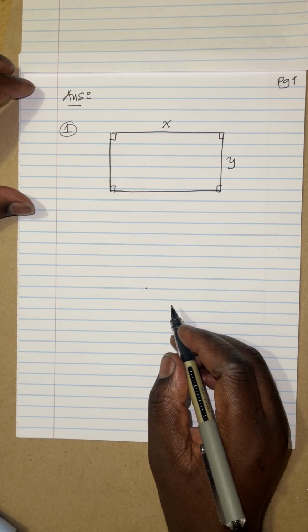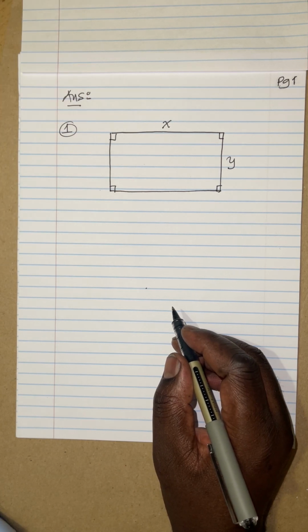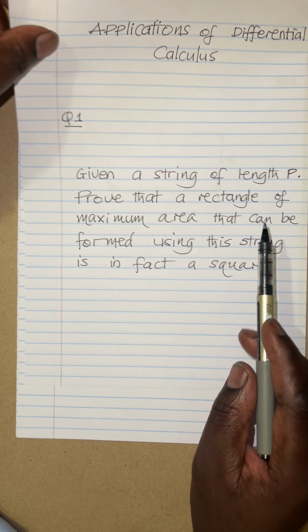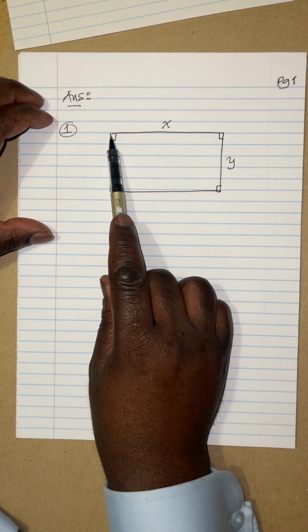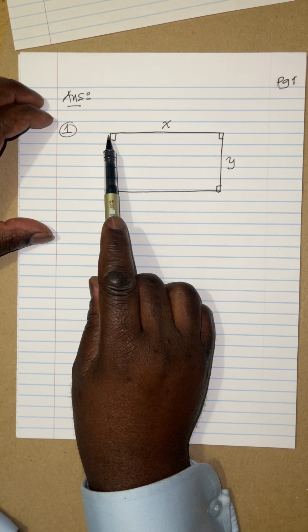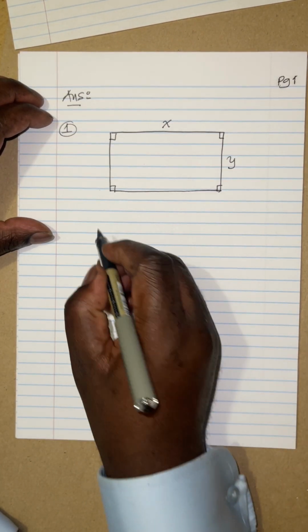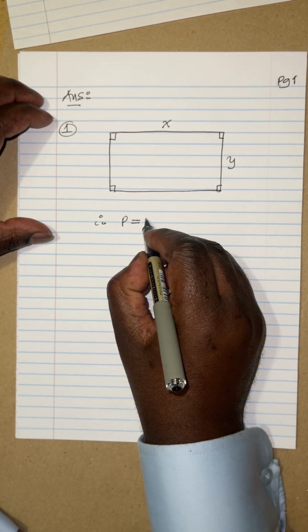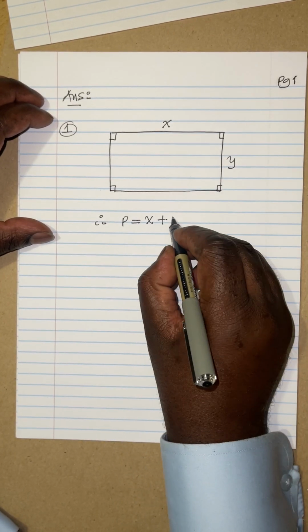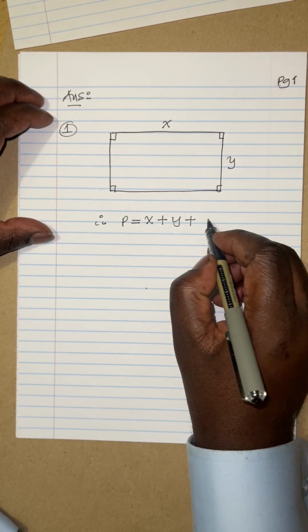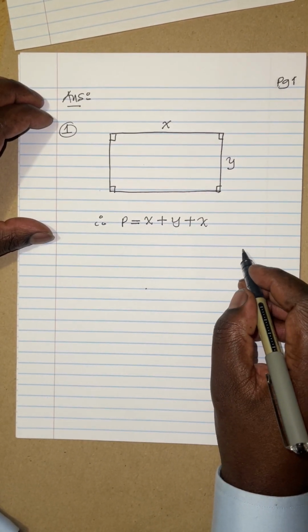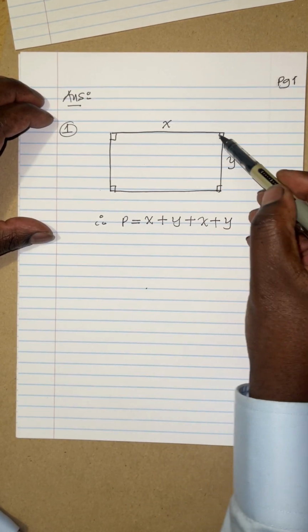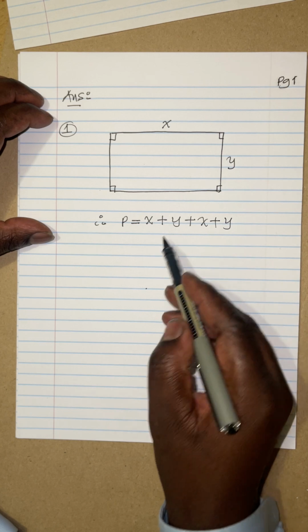We are told that a string of length p is what we're given. So it means if I add from here all the way back to there, the answer must be equal to p. Now we're going to say, therefore, p is equal to, starting from there, x plus, here is y plus, this distance is also x, remember, opposite sides of a rectangle are equal in length, and then plus y again. Remember, that would be x, that would be y, and that would be x, and that would be y again. So this is what we have.